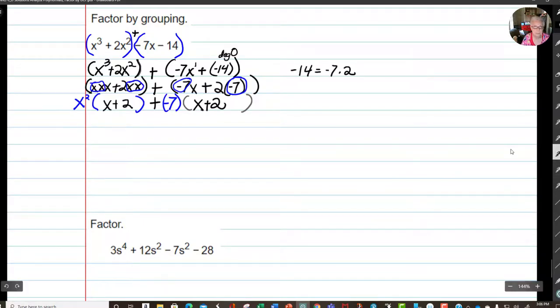Now, we have this multiplication going on the left of the plus, and this multiplication going on the right of the plus, which technically makes this a term and this a term. And both of these terms contain x plus 2. X plus 2 is now the GCF. X plus 2. And then the leftovers are x squared minus 7.